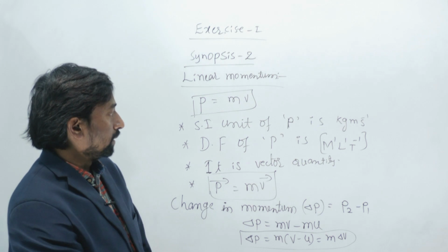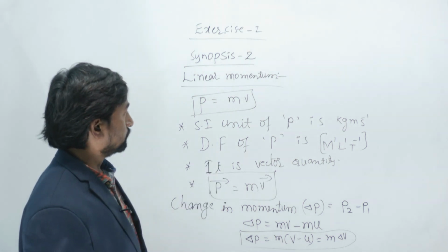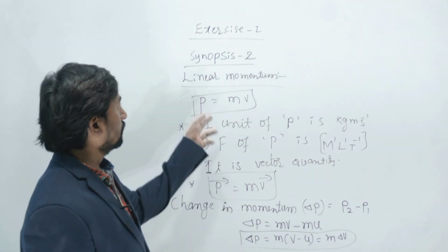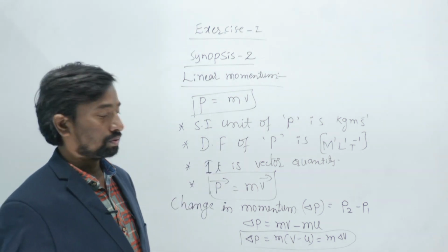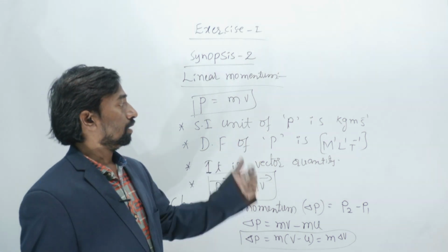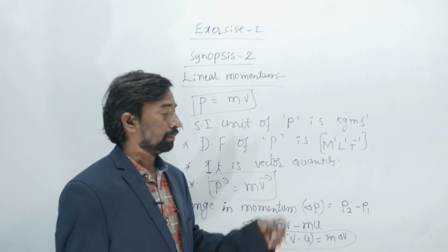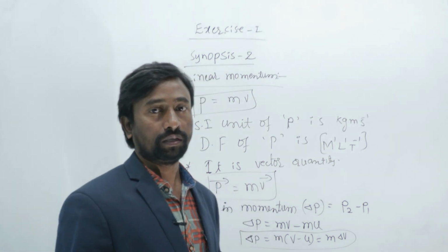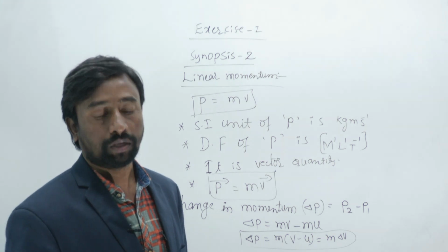The change in momentum has the same units and dimensions as momentum. So change in momentum also has the unit kg meter per second, and the dimensional formula is M power 1, L power 1, T power minus 1. The change in momentum is also a vector quantity.